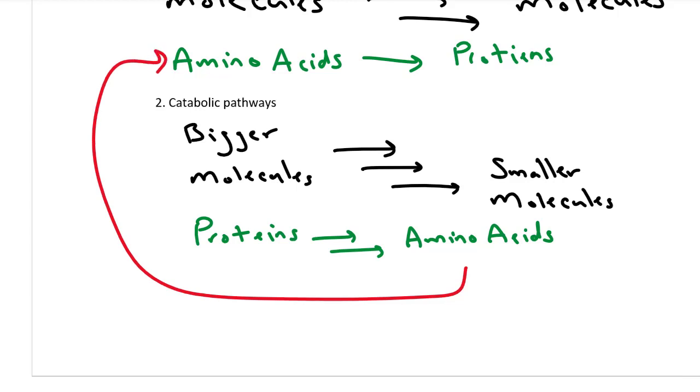An example of another catabolic pathway is cellular respiration, where carbohydrates and other bigger molecules are broken down to CO2 and H2O, and ATP is made from that process.